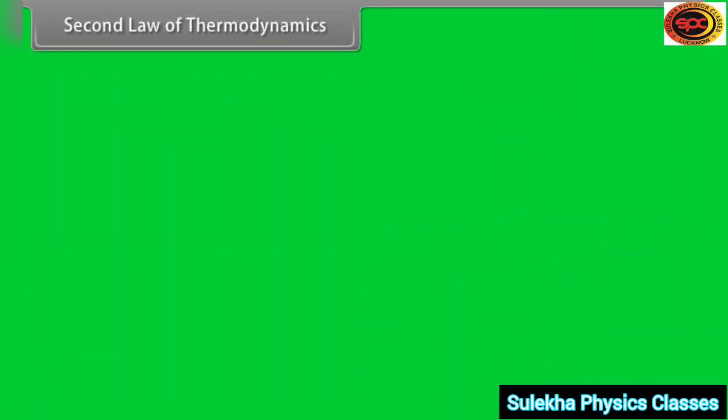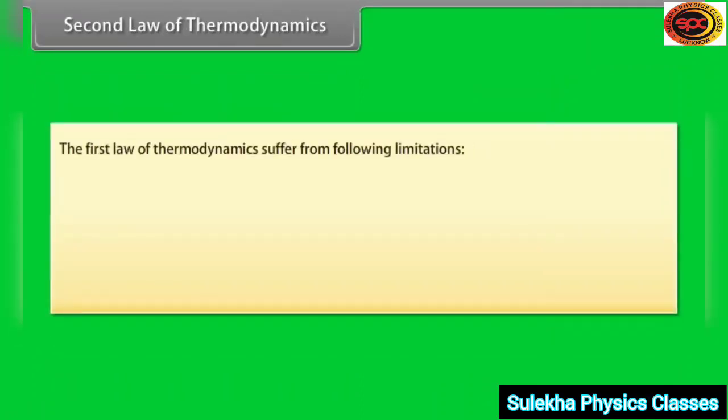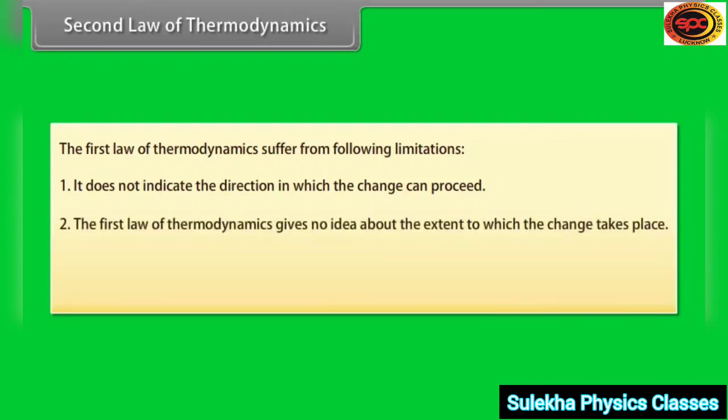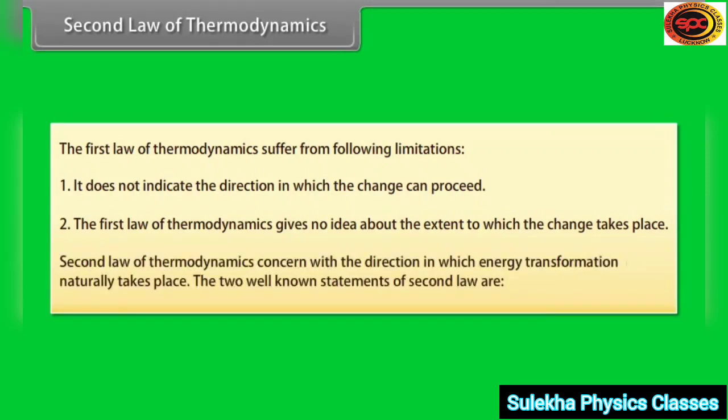Second law of thermodynamics. The first law of thermodynamics suffers from the following limitations. Number 1. It does not indicate the direction in which change can proceed. Number 2. The first law of thermodynamics gives no idea about the extent to which the changes take place. The second law of thermodynamics is concerned with the direction in which energy transformation naturally takes place.